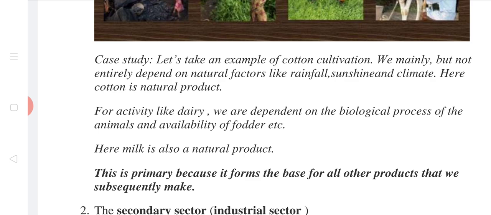Suppose we have cotton that is converted into yarn by spinning, and then we convert it into cloth. To get cloth, what we need basically is cotton. So it forms the base for all other products that we subsequently make.